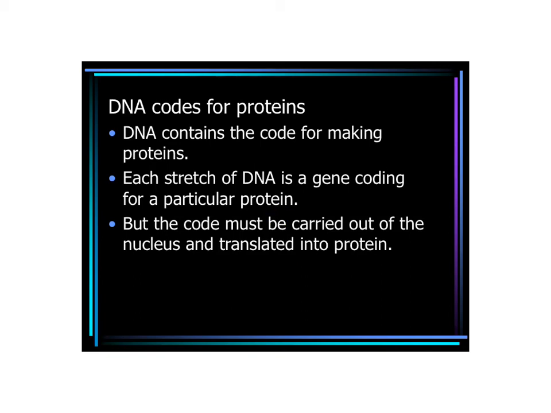It contains that code. But because DNA has to be protected in the nucleus, in a eukaryotic cell, of course, we're talking about eukaryotic cells, the DNA has to stay in the nucleus. So the code from the DNA for a particular gene, in order for a protein to be made out there in the cytoplasm, the code has to be somehow copied and then carried out and then translated into protein. So from nucleic acid, it has to be translated into amino acid.